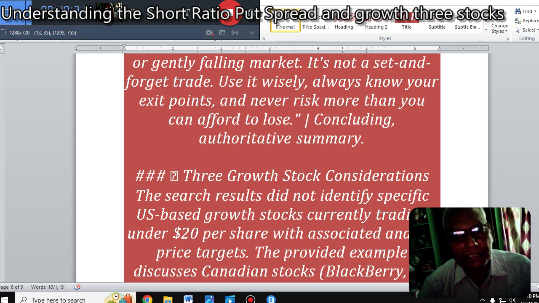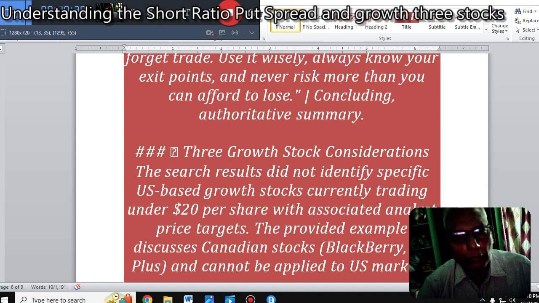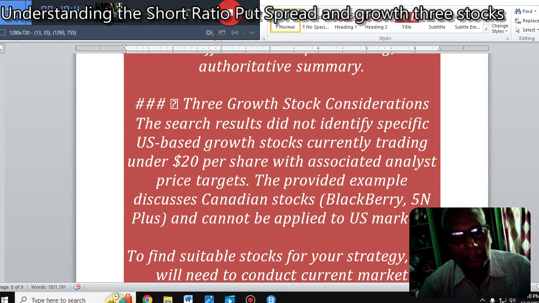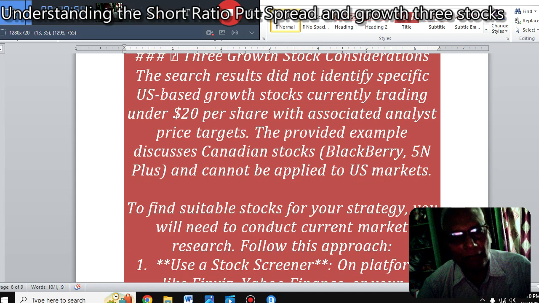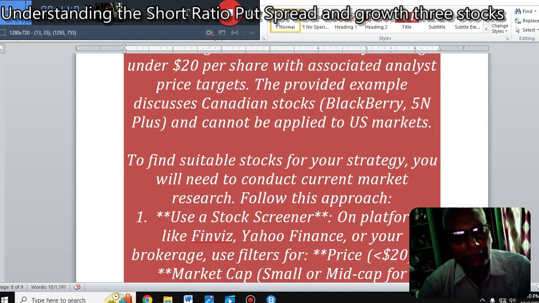Growth stock consideration. The search results did not identify a specific US-based growth stock currently trading under $20 per share with associated analyst price targets. The provided examples discuss Canadian stocks, BlackBerry and Peyto, and cannot be applied to the US market. To find suitable stocks for your strategy, you will need to conduct current market research.